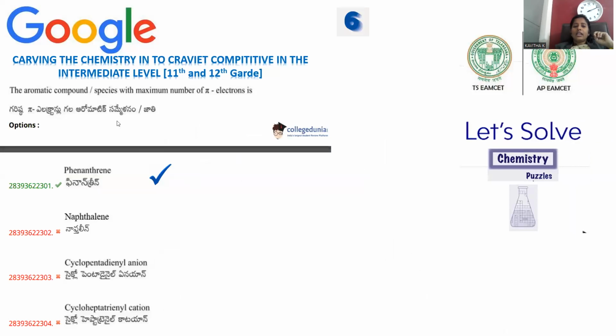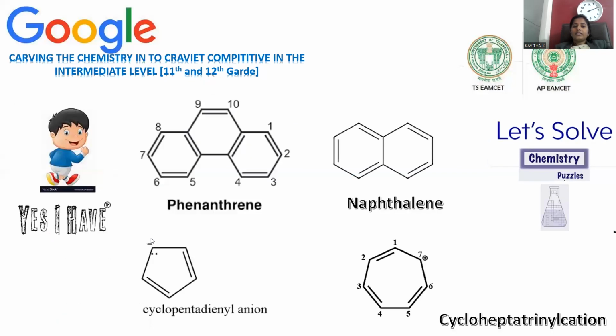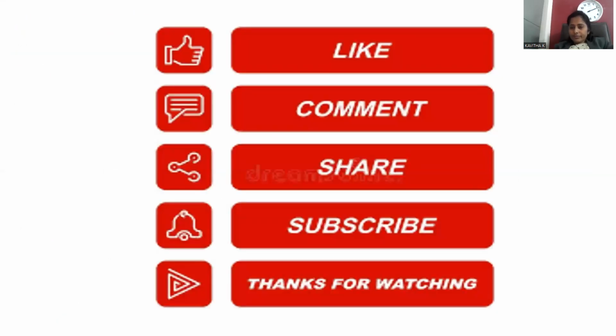They're asking for the largest number, the maximum number of pi electrons, which the phenanthrene molecule is having. So for question number 6, option number 1 is the correct answer. By this, we have entirely completed the session. Each and every question is very unique in nature, and has its own importance, and obviously it is more important towards your coming examinations.